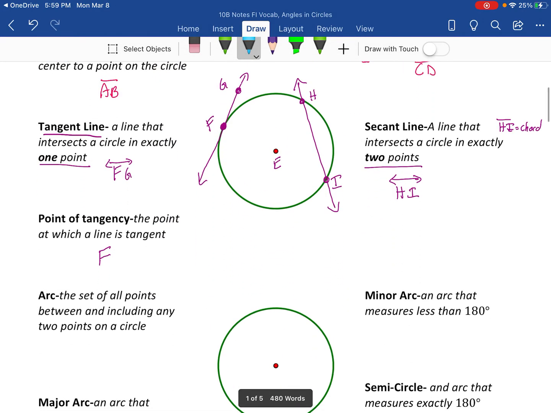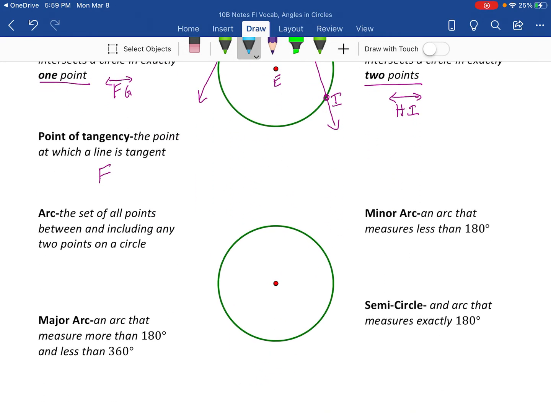Our next topic is arcs. An arc is a set of all points between and including any 2 points on a circle. So if I have J here and K here, this would be arc JK. You write JK and put a little arc over it. A minor arc is an arc that measures less than 180 degrees. So in this case, yes, JK is going to be a minor arc.